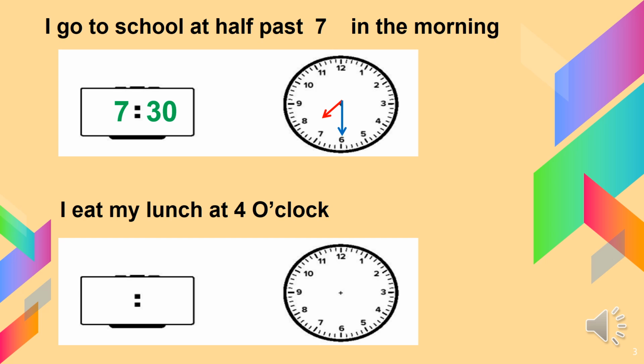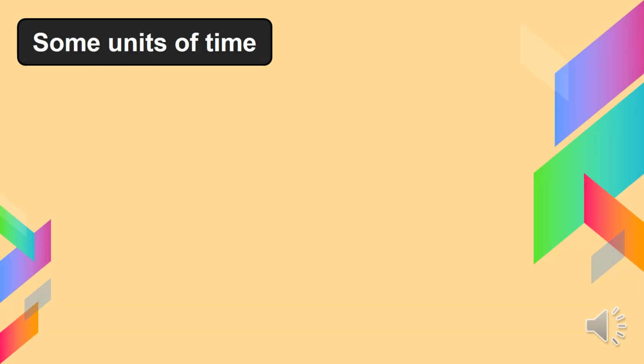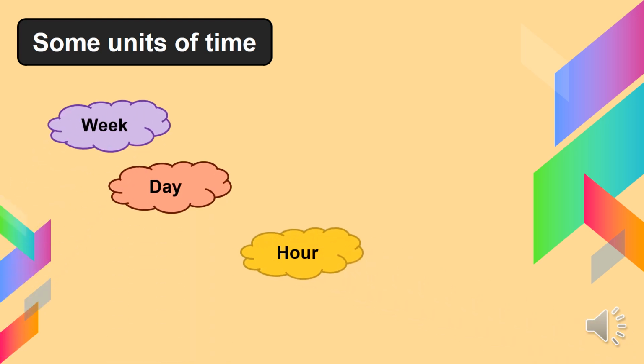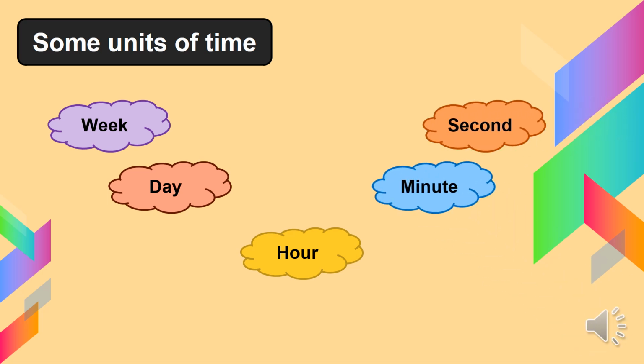I eat my lunch at 4 o'clock. So write 4 in the hour place, and o'clock means 0 minutes. The short hand for the hour points at 4 and the long hand points at 12. Some units of time: week, day, hour, minute, second.